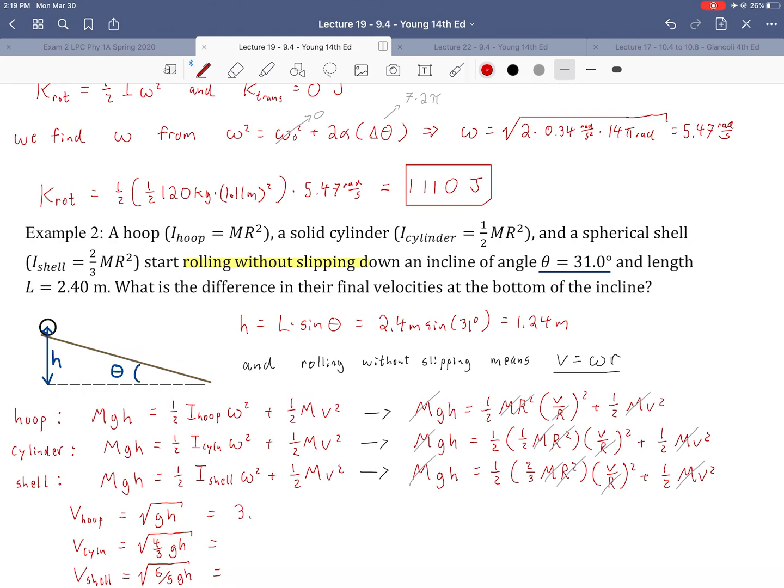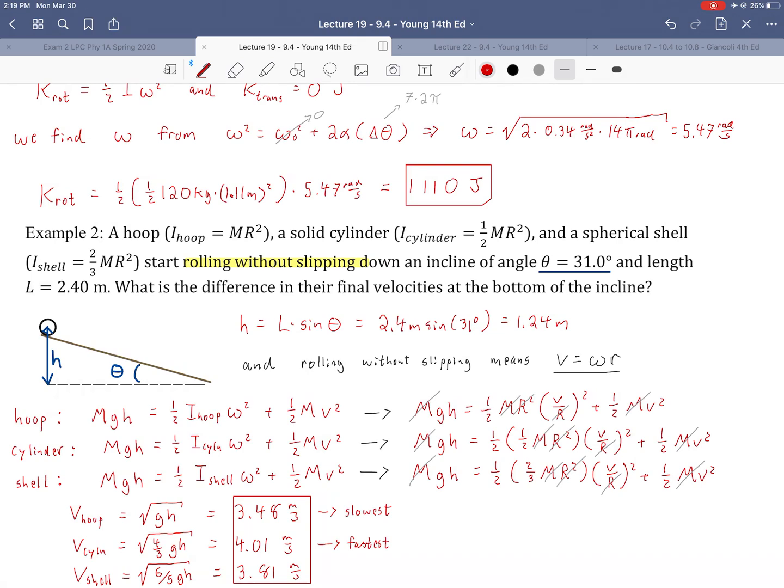and we get that the hoop is moving 3.48 meters per second. The cylinder is moving 4.01 meters per second, and the shell is moving 3.81 meters per second. And so then the difference between their final velocities would just be comparing them. So that's our answer really right here. First of all, there is a difference. And second of all, the fastest is the cylinder. The slowest is the hoop.